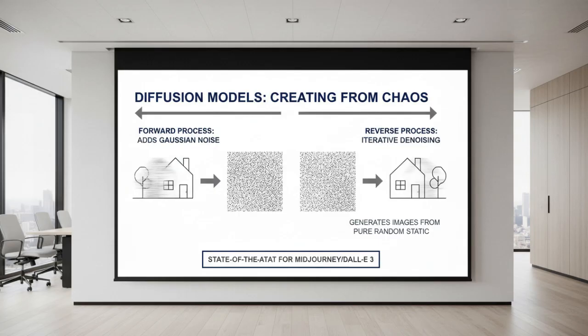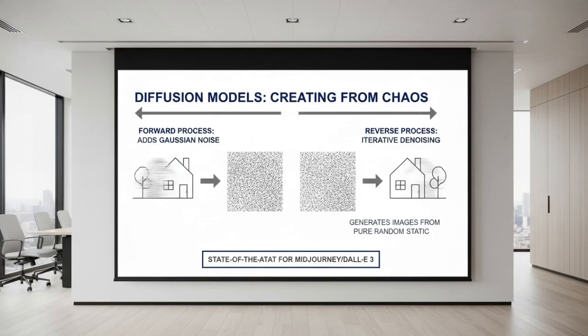This process is fascinatingly counterintuitive. During training, the model takes a clear image and slowly adds Gaussian noise until it is nothing but static, a process called forward diffusion. The model then learns the reverse process, how to remove that noise step by step to recover the original image.